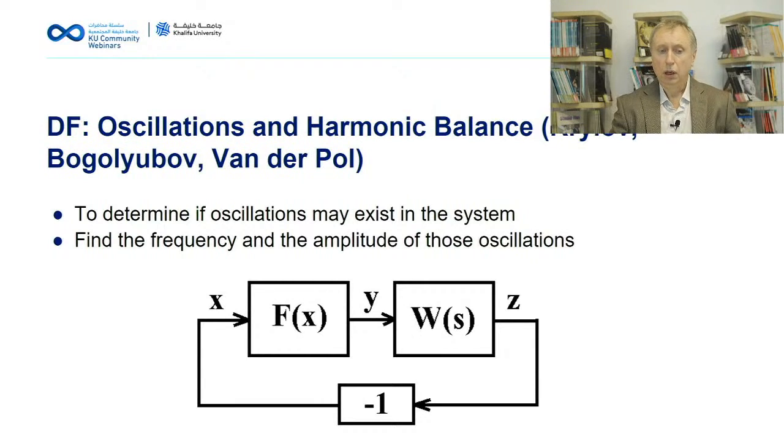Now, if we consider a closed loop system where signal x is the negative output of the system z, we know that oscillations can be excited in this system, self-excited, non-vanishing oscillations. These non-vanishing self-excited oscillations can be found through the use of the harmonic balance principle.